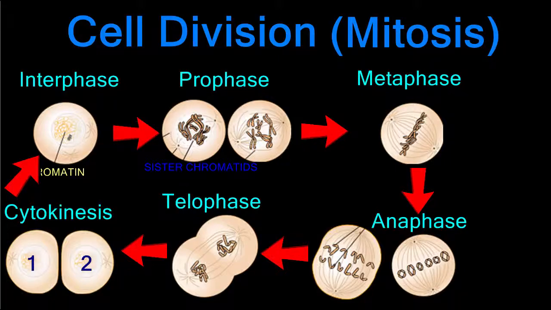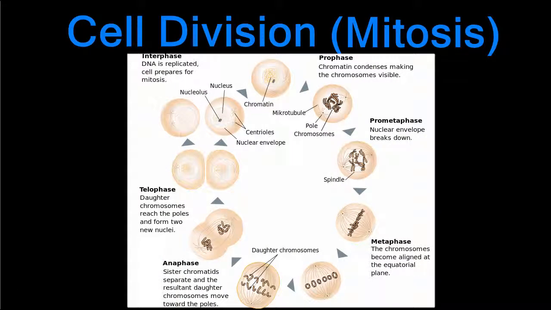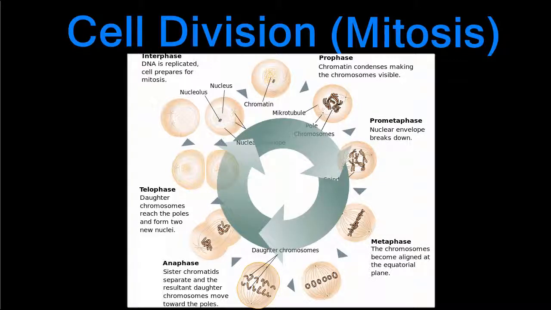Here is an overview of the cell cycle, beginning with interphase, cycling through prophase, metaphase, anaphase, telophase, and cytokinesis, and ending with 2 daughter cells. The fact that this is a continuous cycle for cells is why we refer to this process as the cell cycle.